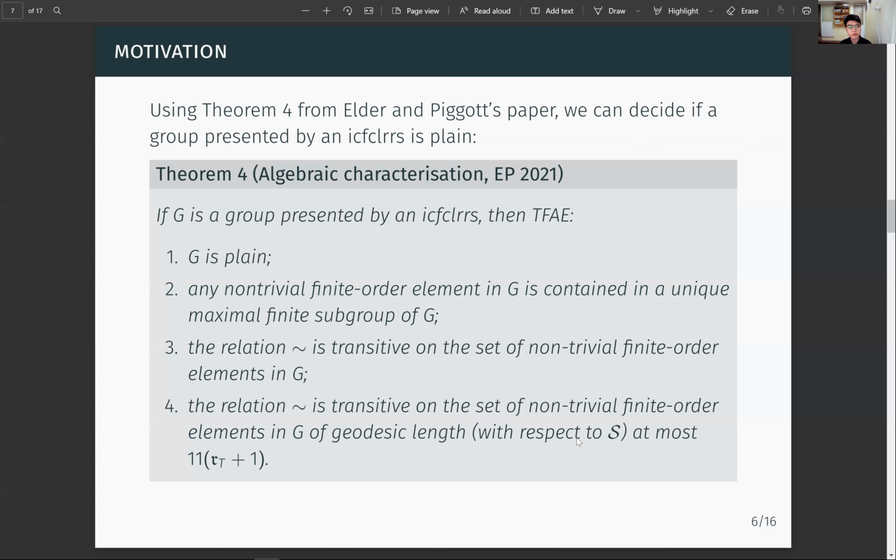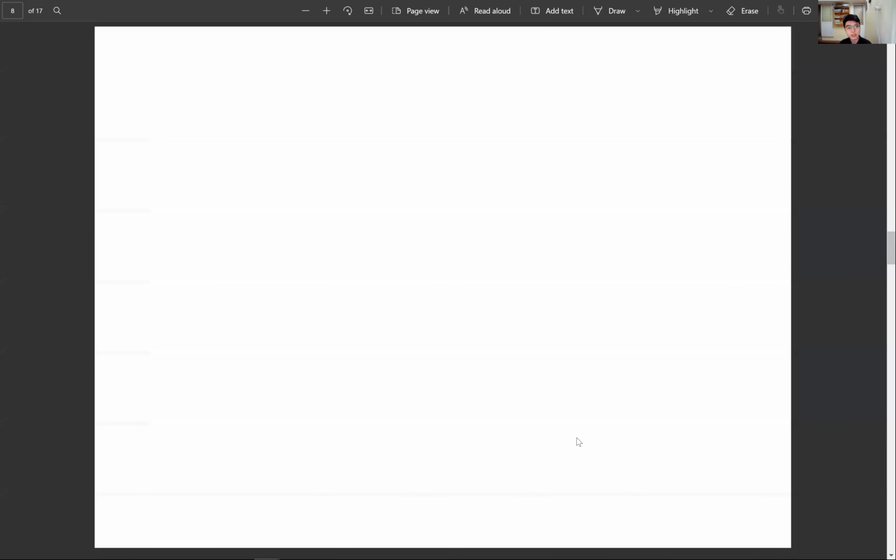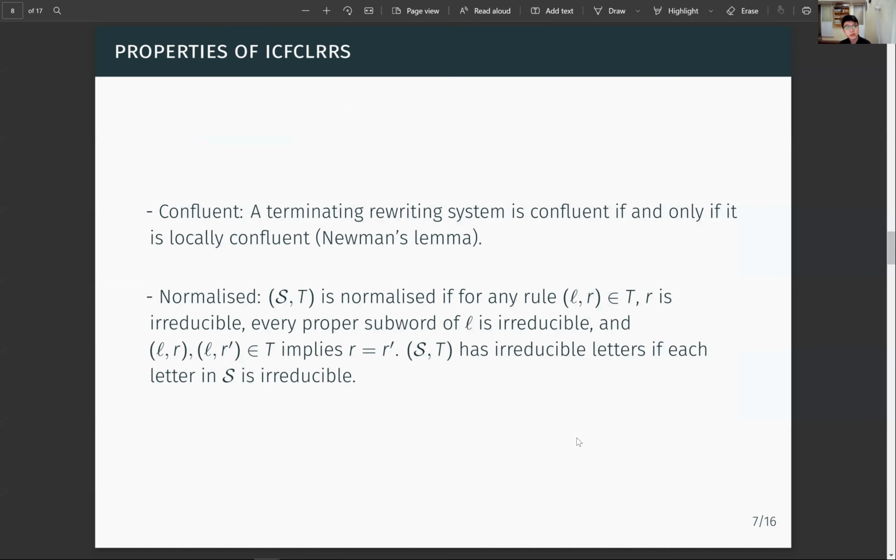On theorem self-writing system confluent, and we need to compute the order of the elements in the writing system. So how do we approach this? There are some previous works that we can make use of to find out if a writing system is confluent and is normalized, and to compute the order of an element.